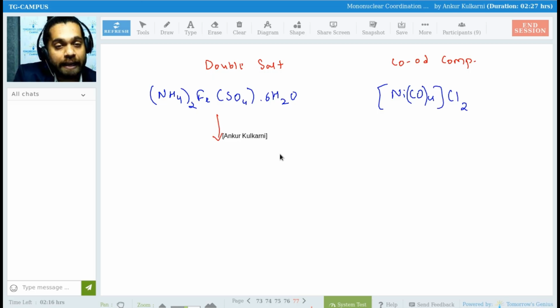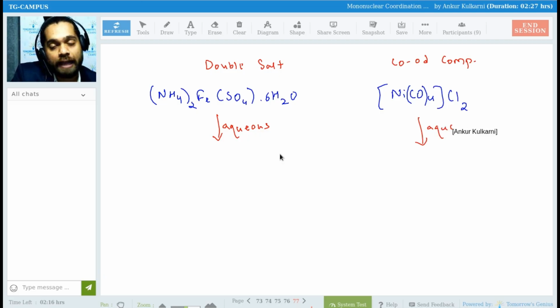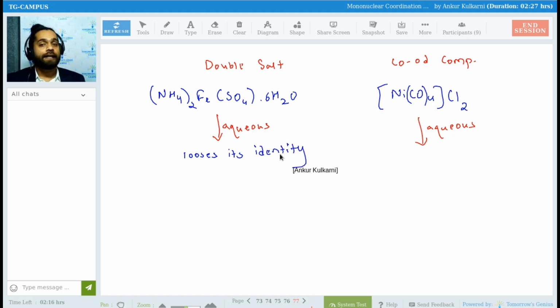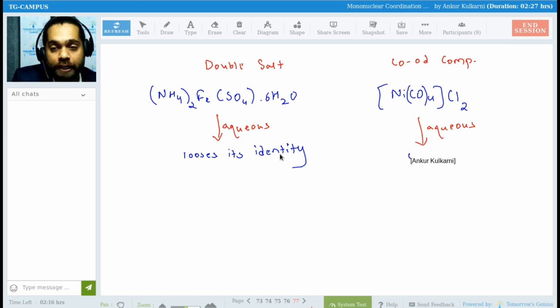So let us say I have put this double salt and the coordination compound, both of them, in the aqueous medium, in the water. So your double salt, write it down, loses its identity. I'll explain what it is. First, write it down: double salt in aqueous medium loses its identity, while coordination compound retains its identity in aqueous medium.